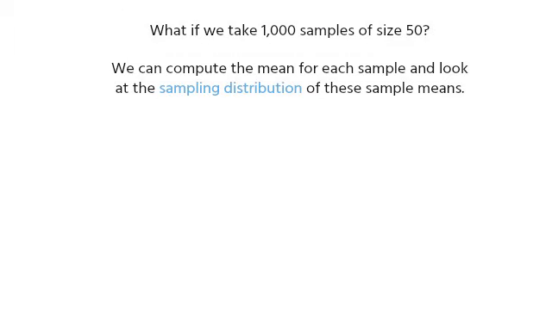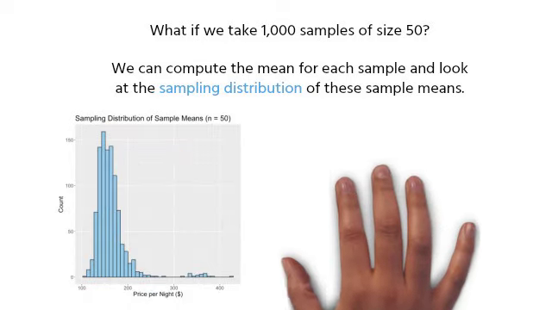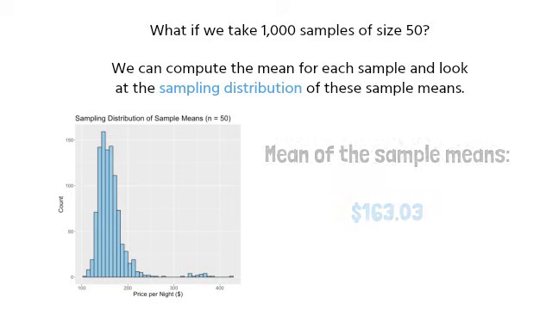What if we take 1,000 samples of size 50? We can compute the mean for each sample and look at the sampling distribution of these sample means. Although it's still slightly right skewed, it's definitely less skewed than the population and is closer to resembling a bell curve. Also, if we compute the average of the 1,000 sample means, a result of $163.03 is almost exactly the population mean.